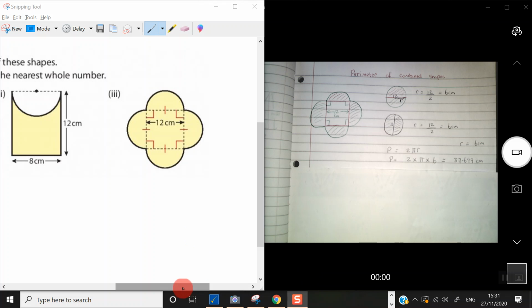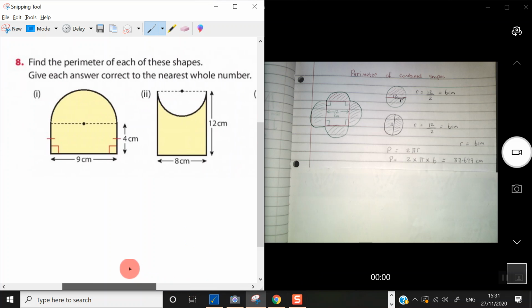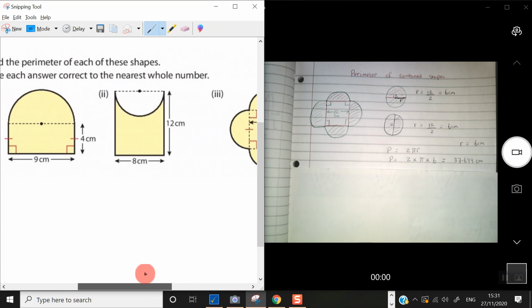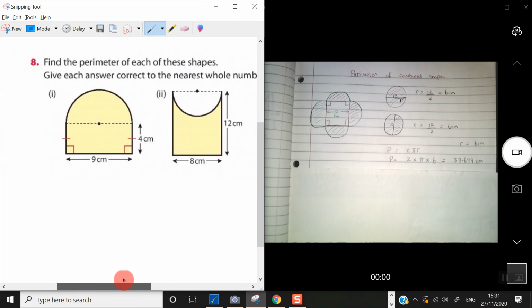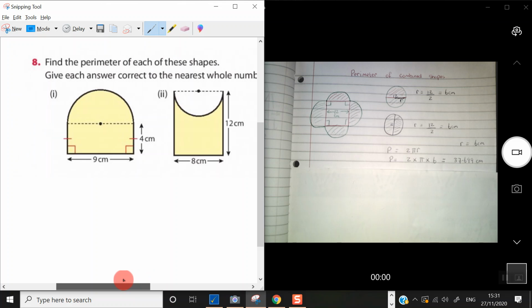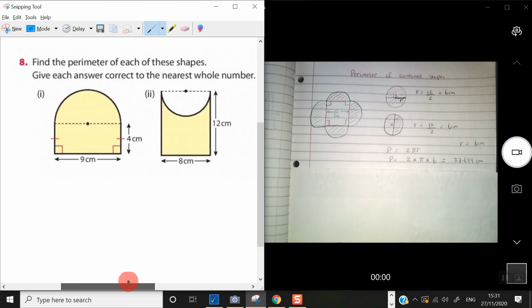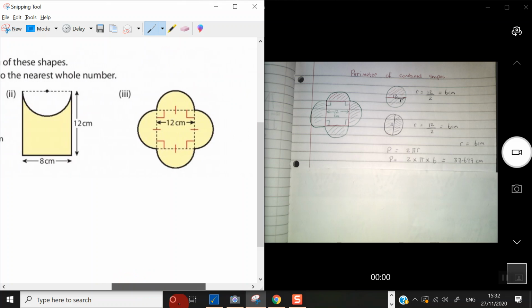Okay, so what we're going to do in this lesson is just look at this final question. So question 8, part 3. Find the perimeter of each of the shapes and give each answer correct to the nearest whole number. So we've just taken this shape and I've just drawn it out here.